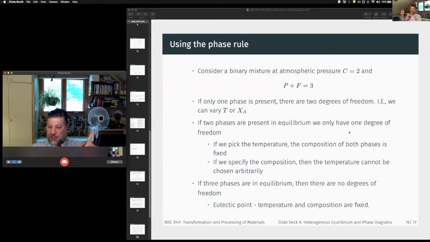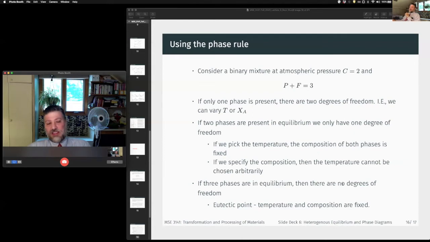The composition is completely dictated by the tangent between the 2 Gibbs free energy curves, right? So if we pick the temperature, the composition is fixed. If we say, I want this to be my composition, then the temperature can't be chosen arbitrarily, right? We have to find the temperature that gives us that tangent, okay? If we have 3 phases in equilibrium in a binary, then there are no degrees of freedom, right?